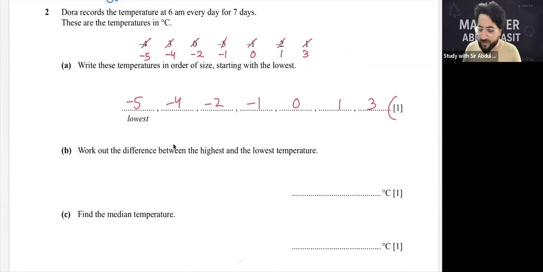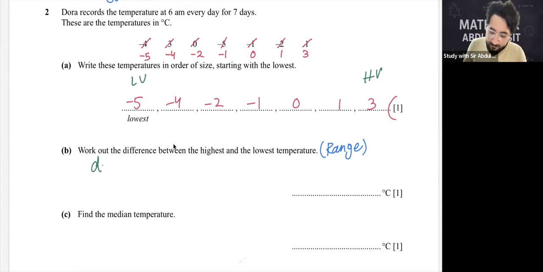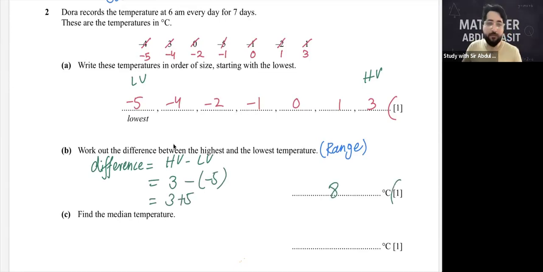Work out the difference between the highest and lowest temperatures. So it means finding the range. This is the definition of range: range is technically the difference between the highest and lowest value. So this is the highest value of the data and this is the lowest value of the data. So range is highest value minus lowest value. The highest value is 3 and the lowest value is -5. So 3 plus 5 is 8. So that's the answer for 1 mark.